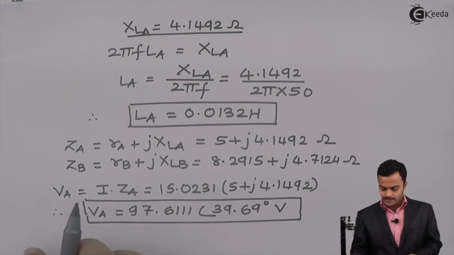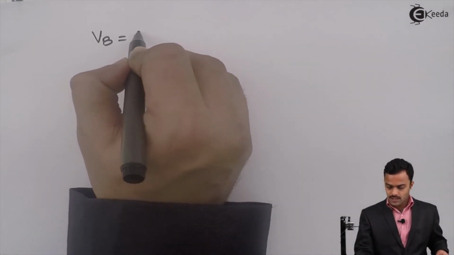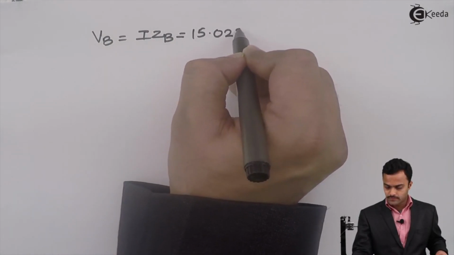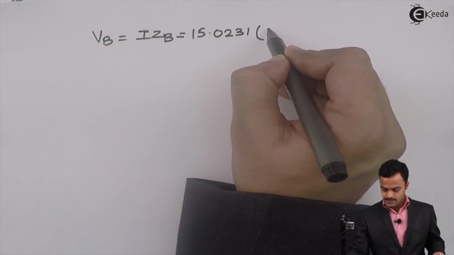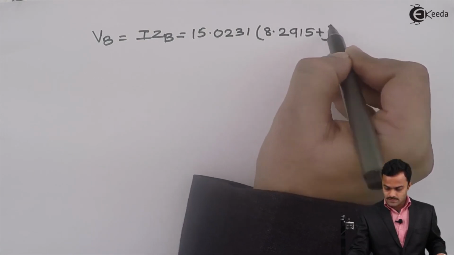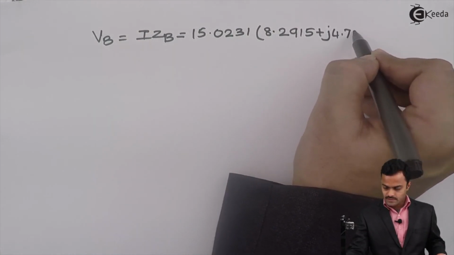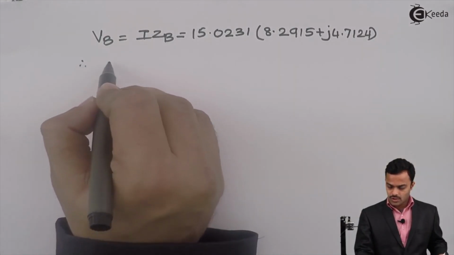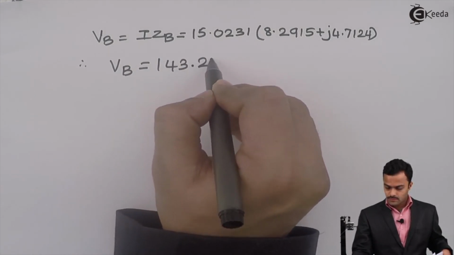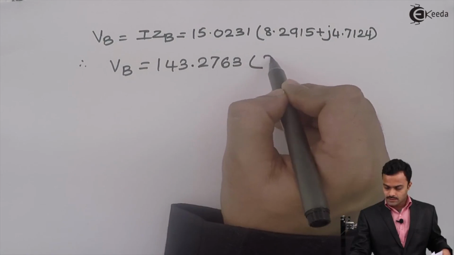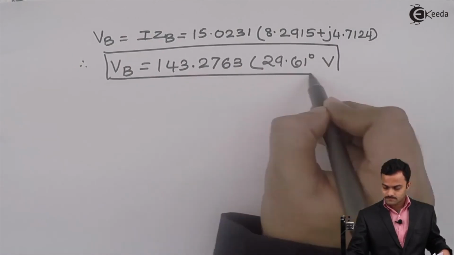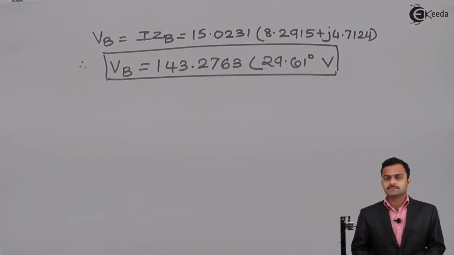Similarly, I can get VB. It is I into ZB. I is 15.0231 and ZB is 8.2915 plus J 4.7124. So if you solve, you will get VB as 143.2763 at an angle 29.61 degree volt. This is the required answer. Thank you.